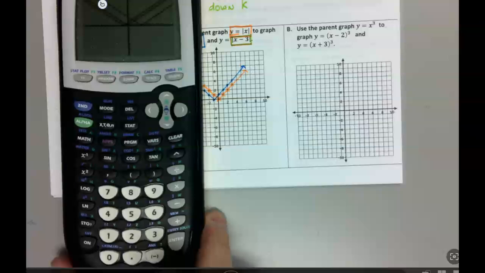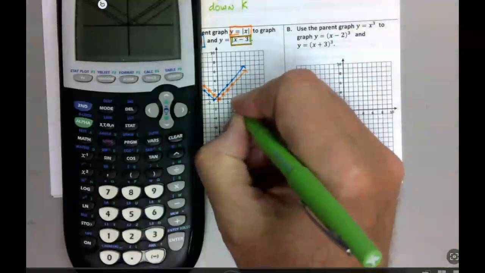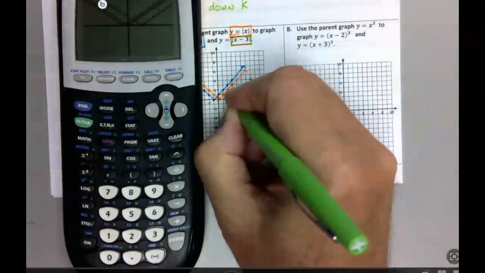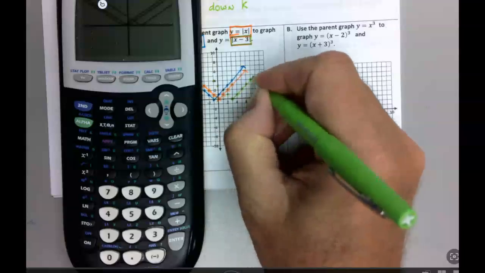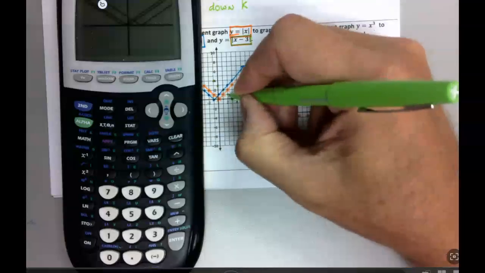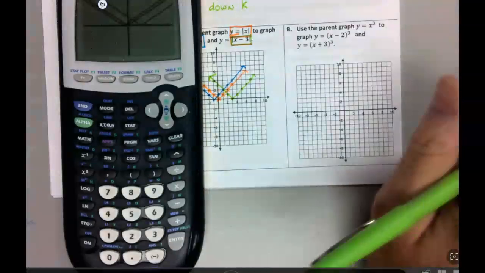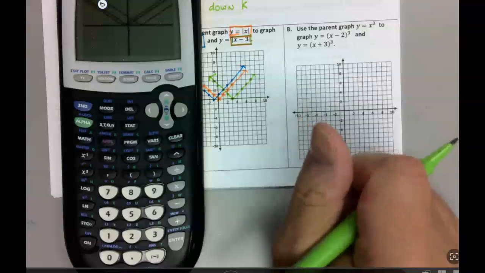Need help? Okay, so then I'm going to take now my parent function. I'm going to shift it right 3. 1, 2, 3. There you go. Okay, does that make sense?